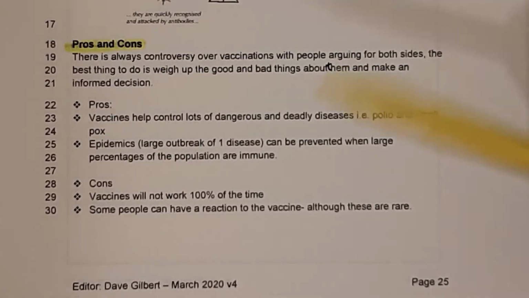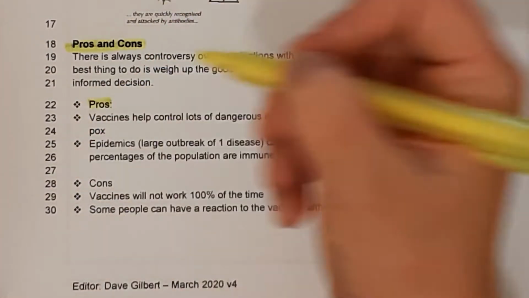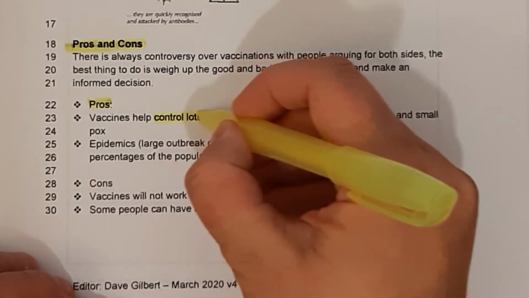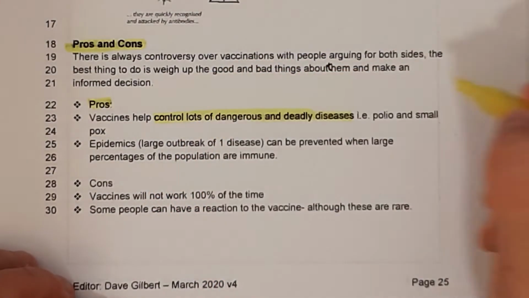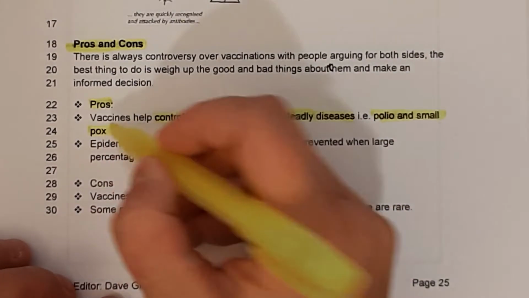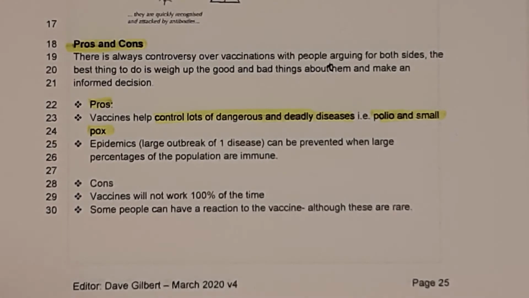So the pros of vaccinations. Vaccines help control lots of dangerous and deadly diseases. So without vaccines, we'd have polio and we'd have smallpox, two very serious illnesses. Polio, if you wanted to look it up on the internet, causes all sorts of problems with growth and bones, and it's very, very unpleasant, and it gives people lifelong disabilities. Smallpox kills people rapidly. It's a very nasty disease.